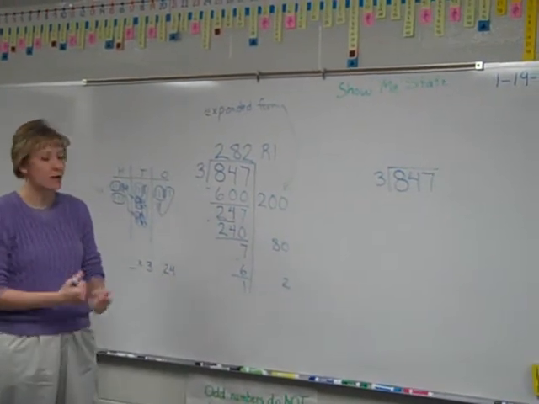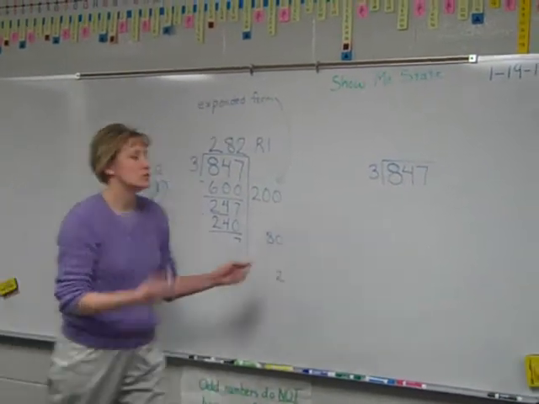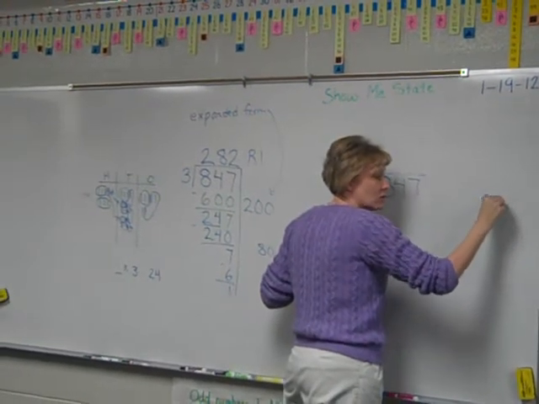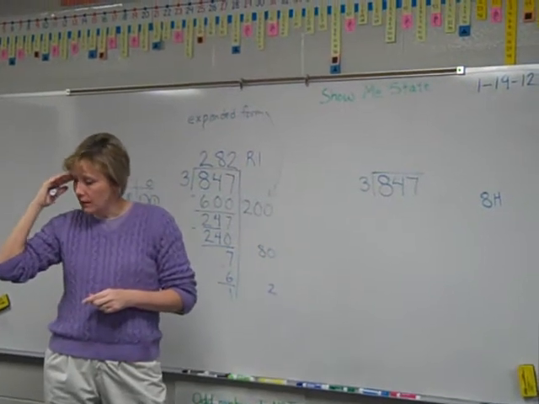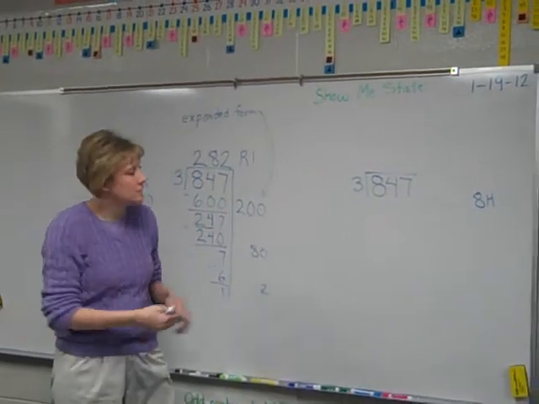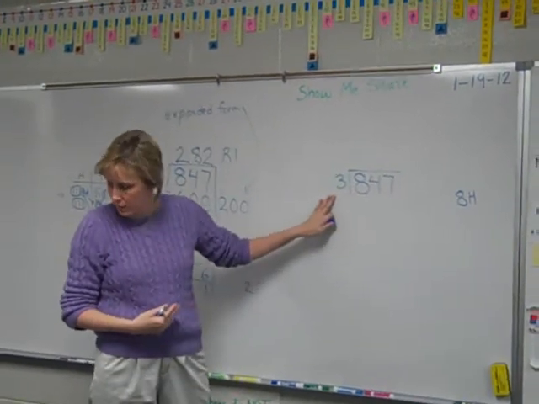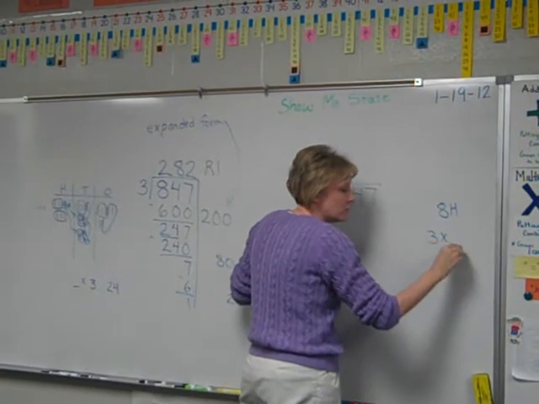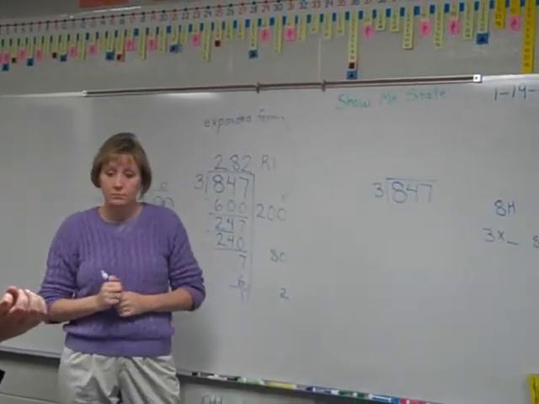The hundreds. How many hundreds do I have? 800. So in my brain I'm thinking, and I don't usually write this down, but I often do when I start working on it with students. In my brain I'm thinking I have 8, and they happen to be hundreds. If I have 8, how many groups of 3 can I make? So in my brain I'm thinking 3 times what number is going to get me as close as possible to 8 without going over?